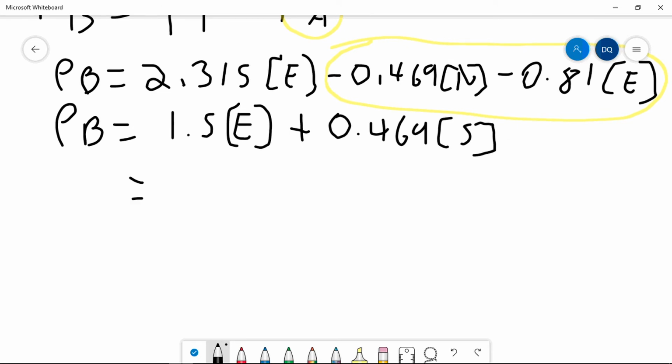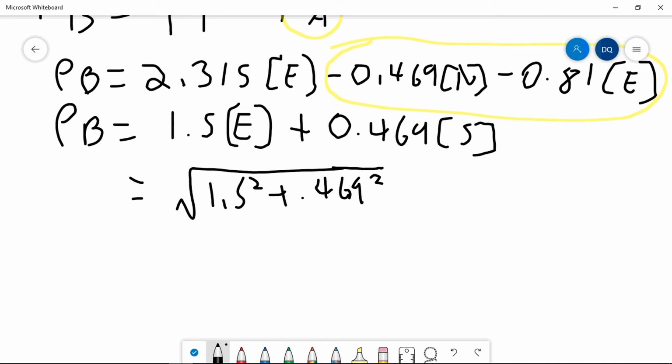Now, to put all of that together, the magnitude of the momentum is the square root of 1.5 squared plus 0.469 squared. And that's going to be southeast. And the angle between them is going to be the inverse tan of 1.5 divided by 0.469. And if you go ahead and do that, you'll end up with 72.6 degrees.